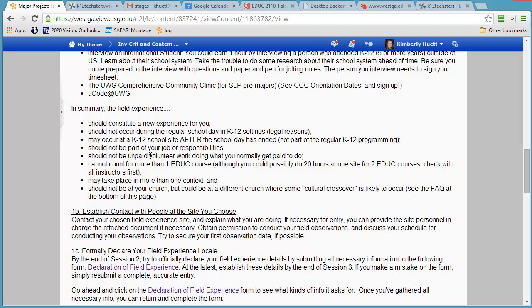Should not be unpaid volunteer work doing what you normally get paid to do, because that gets into the whole, well, you're already familiar with it, obviously, if you do it for a living or you do it for pay, other times. Cannot count for more than one EDC course. May take place in more than one context, so you can do multiple sites. Should not be at your church, but could be at a different church where some cultural crossover is likely to occur.